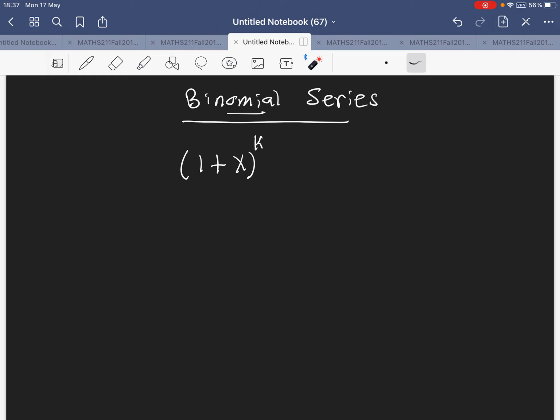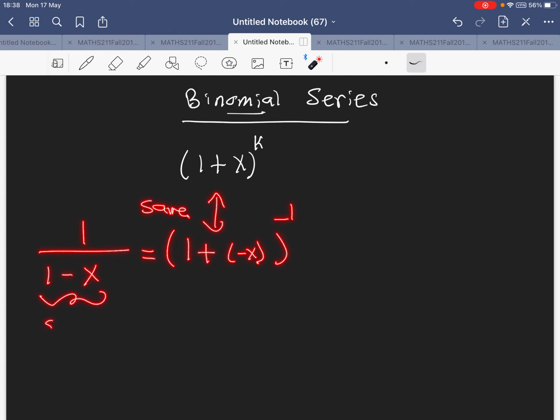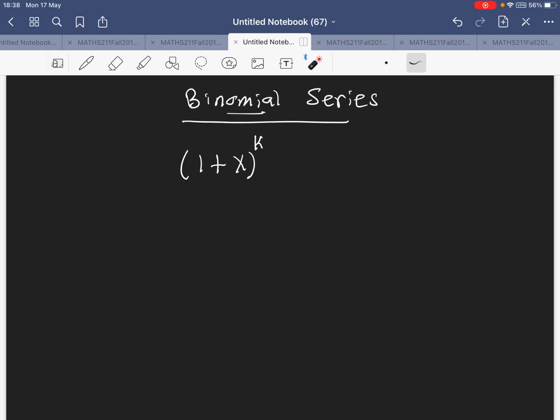We have seen something similar to this one from the geometric series. Do you remember this one? It is the same as 1 plus negative x to the negative 1. So they are of the same kind. What we have seen before was just a special case of what we will see today. Today we will do it in general for any power, and it should be 1 plus x. And if it's not 1 plus x, we know how to make it 1 plus something.